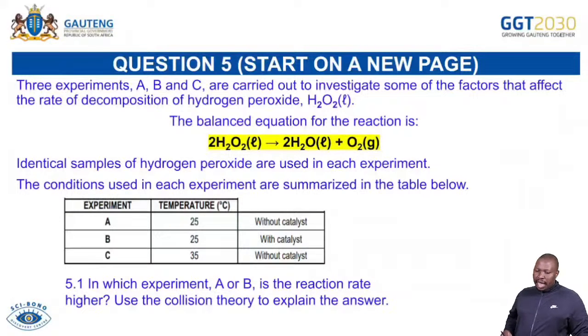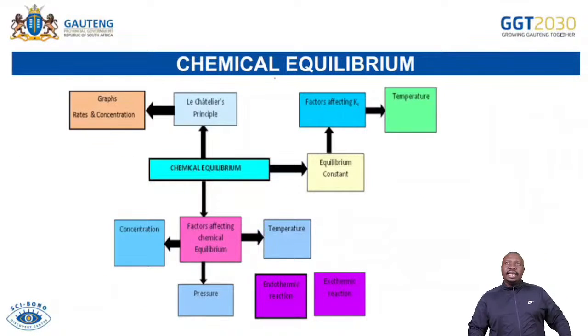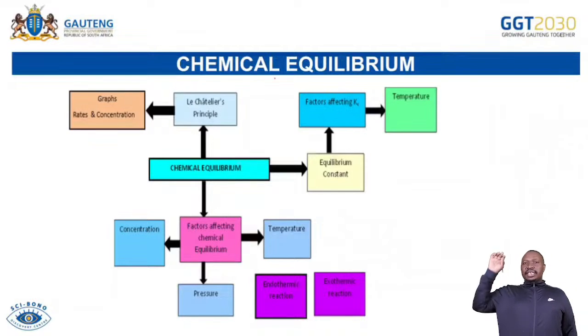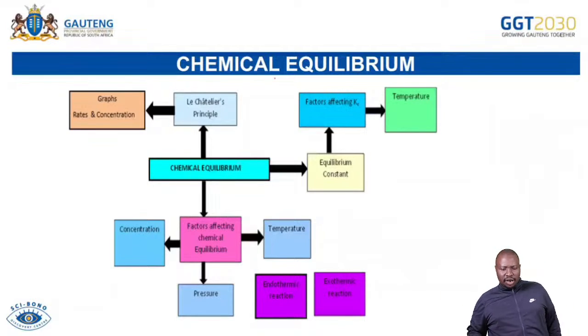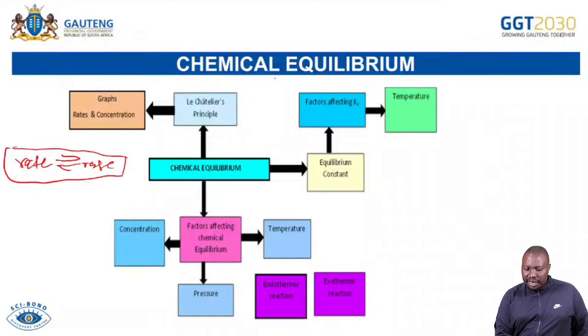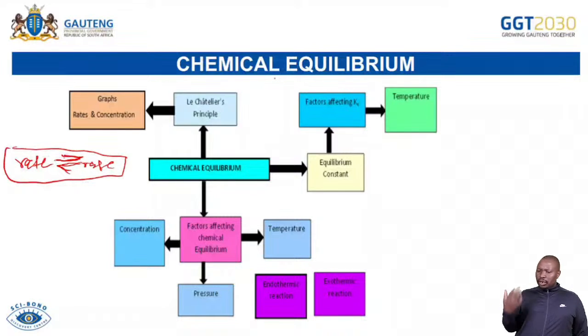Now, with no wasting of time, I will move to chemical equilibrium as we wrap up. For chemical equilibrium, the first thing is to know the definition of what is chemical equilibrium. Remember, the exam guideline is saying it's a dynamic equilibrium when the rate of forward reaction is equal to the rate of reverse reaction. Please, learners, the main thing there is the rate of forward reaction is equal to the rate of reverse reaction. You cannot go to write exam without knowing that definition.